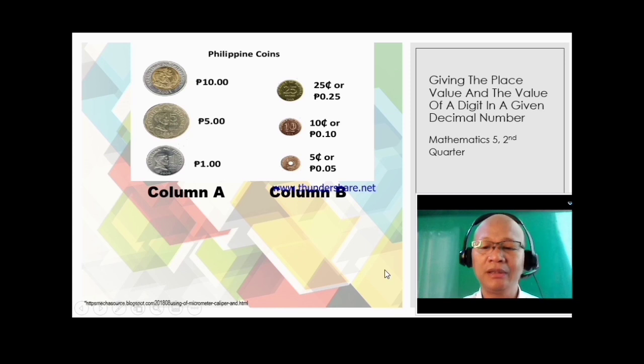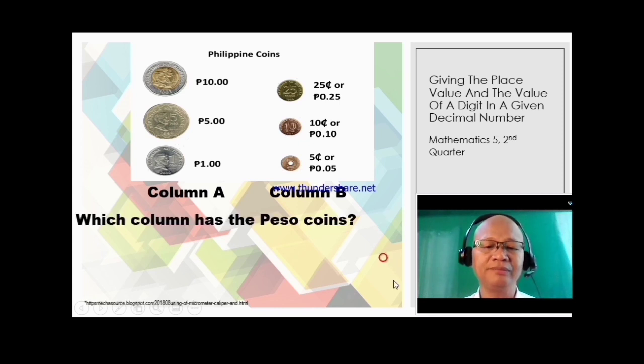Now, I group our Philippine coins into two columns. Column A has a group of 10 pesos, 5 pesos, and 1 peso. And column B has 25 centavos, 10 centavos, and 5 centavos. So we have two columns, column A and column B. First question, which column has the peso coins? Raise your hand. Use your sign of raising your hand. Correct. Yes, we have 10 pesos, 5 pesos, and 1 peso in column A.